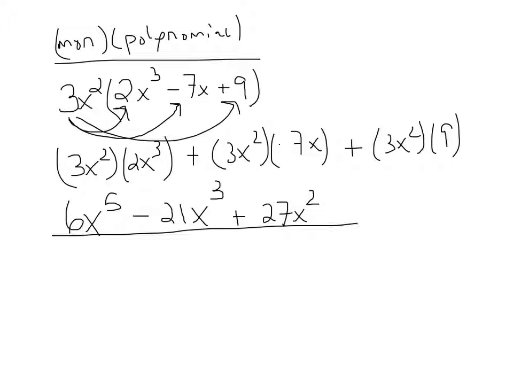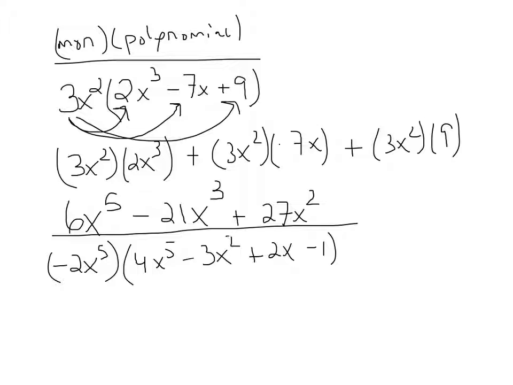And let's try one more here on the same page. Let's do negative 2x to the 5th times 4x to the 5th minus 3x squared plus 2x minus 1. That's a 2 right there. And I won't write out the intermediate step. I will just do the 1, 2, 3, 4 multiplications. Say it along with me if you know what you're doing as I do it.